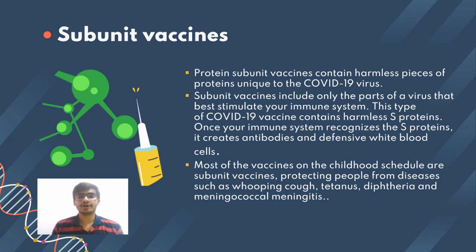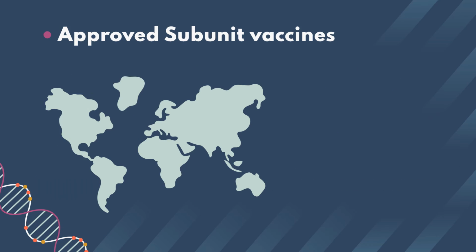Next in line are the subunit vaccines. Protein subunit vaccines contain harmless pieces of protein unique to the COVID-19 virus. These are the parts of the virus that best stimulate our immune system. So, when COVID-19 attacks the body, it is harmless as there are already antibodies present in the cells. Some of the approved subunit vaccines are as follows.